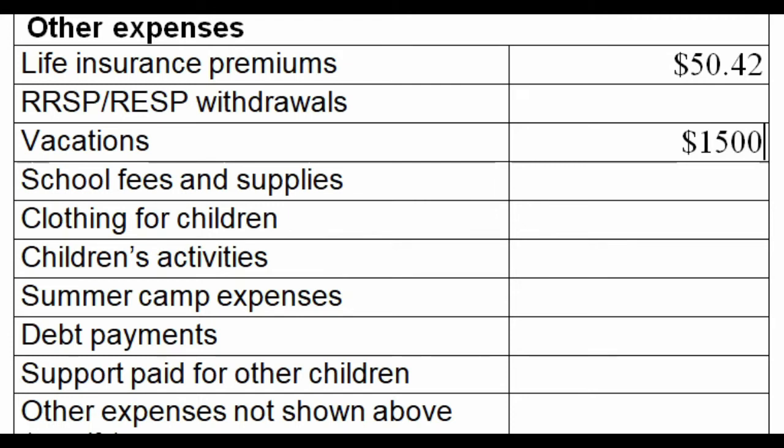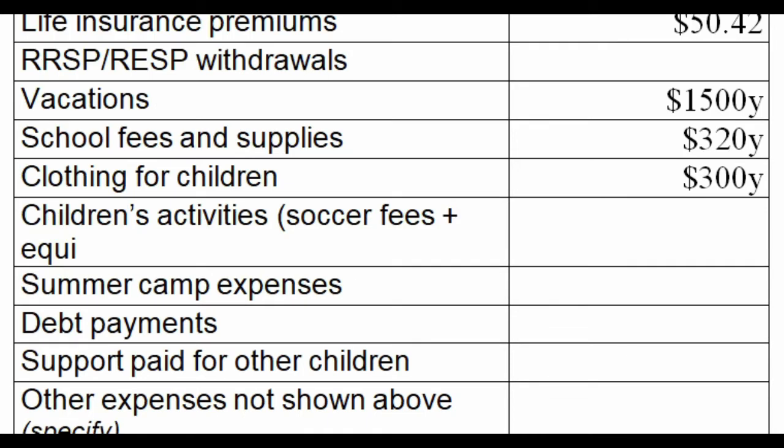Vacations, you can estimate the yearly amount of vacations you take. School fees and supplies, another one again that's great to estimate over the course of a year. Clothing for children, you might find this helpful to do over a year as well. Children's activities, this can be a little bit different than the previous item, which was recreation. This can be, for example, soccer. Fees plus equipment. Summer camp expenses, another one that's great to do over the course of a year.